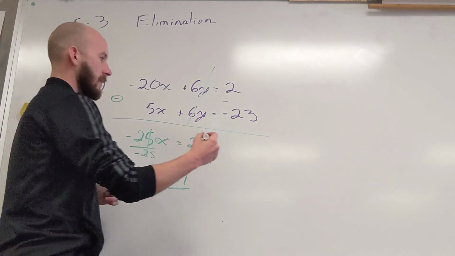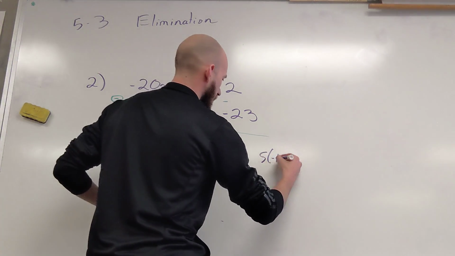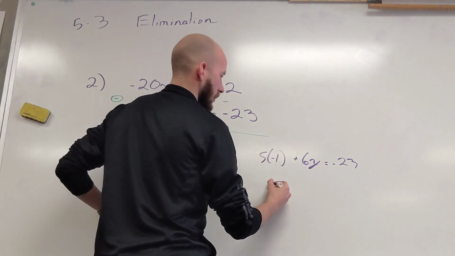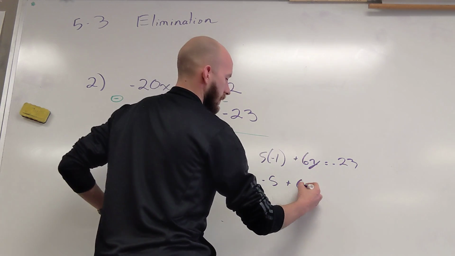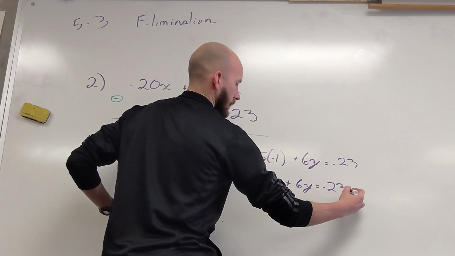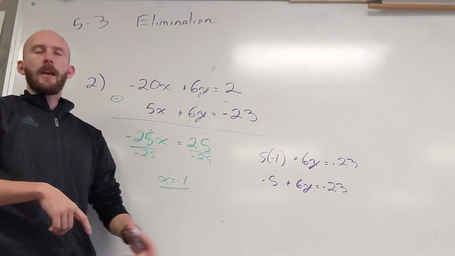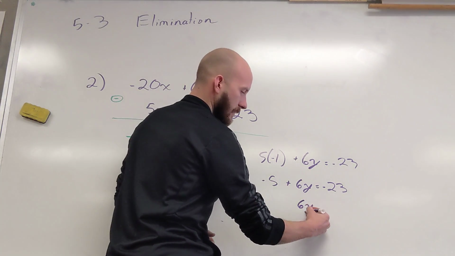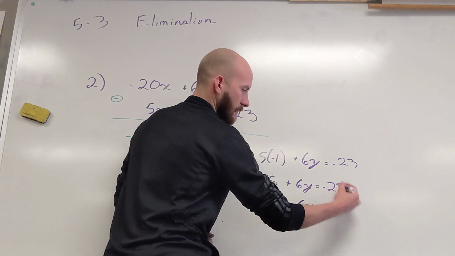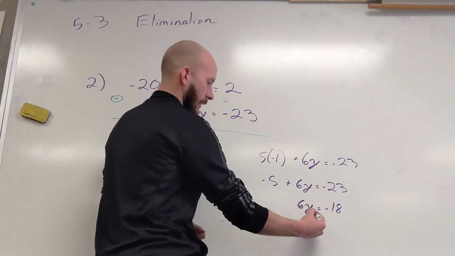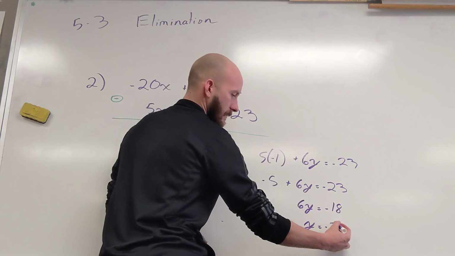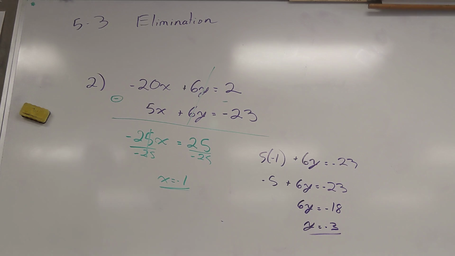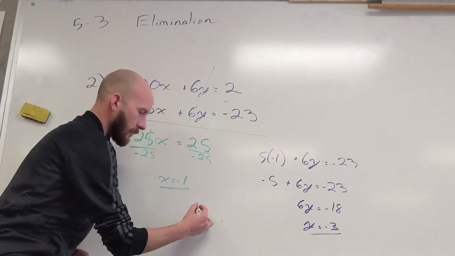Okay. So 5 times -1 is -5. So this is -5. Okay. So to cancel out the -5, I need to add 5 to both sides. And then divide by 6. Okay. And then just write your answer as an ordered pair.